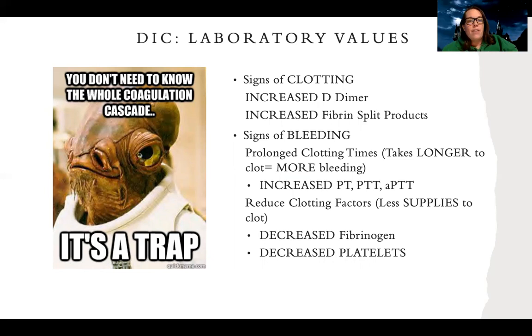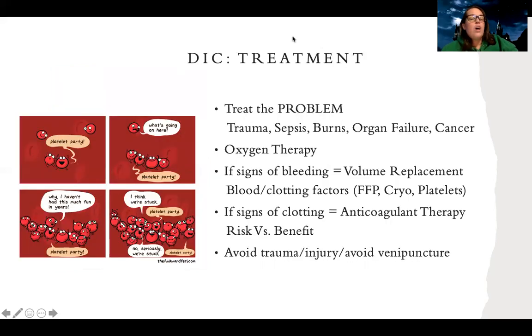So I know that might seem kind of counterintuitive, but if you keep in mind what this process is, I have a whole bunch of clots in my body, and now I have nothing to make any more clots. So I have a high risk of bleeding. And then I also have no supplies. I've run out of supplies to make clots. So what do we do?